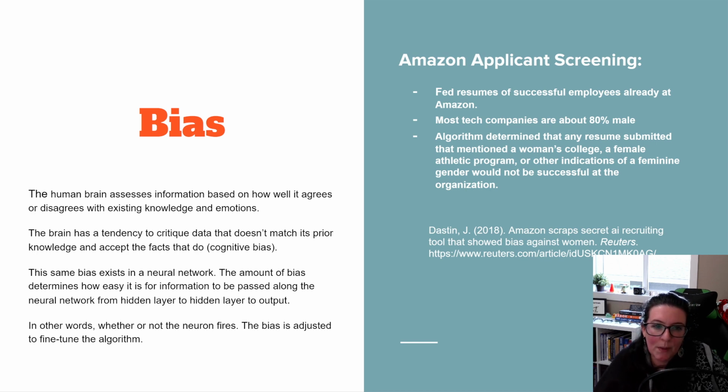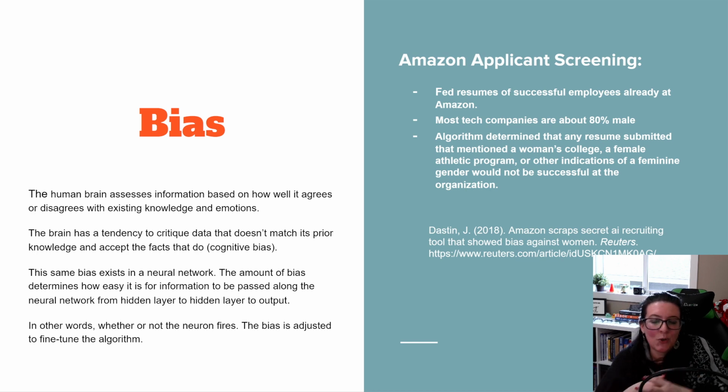a neural network. The human brain, when it assesses information, and of course, an artificial neural network is trying to act like a brain and simulate how we learn, assesses information by how much it agrees or disagrees with existing knowledge and emotions. So when we build a neural network, there is in it bias by how much it's going to agree or disagree when it gets new information, how much of that is it going to relate to. In terms of the neural network, this is going to be in the form of whether or not neurons fire, whether the information is passed on. So are we going to accept that information or not?